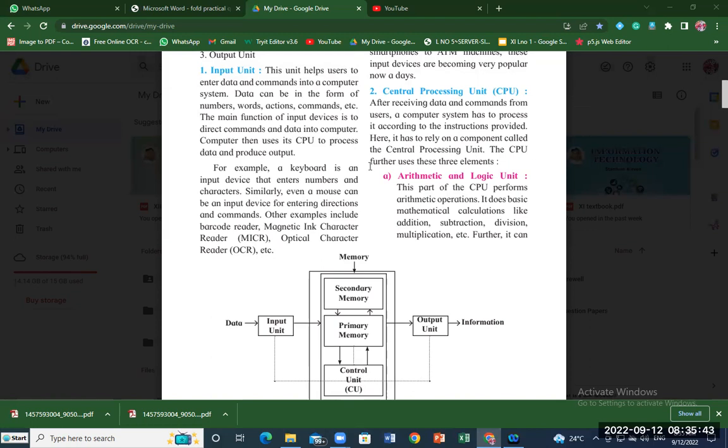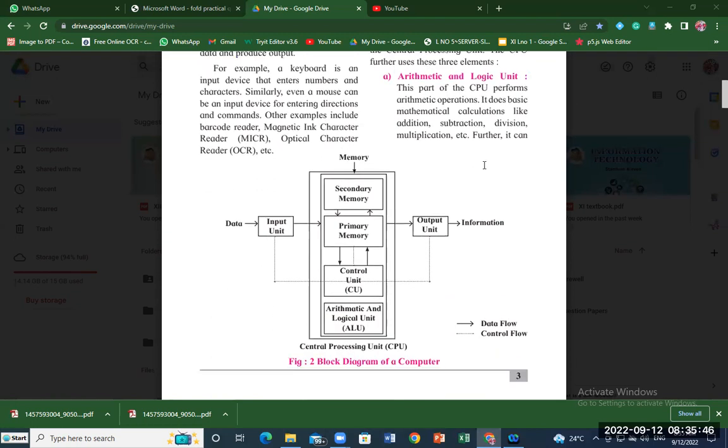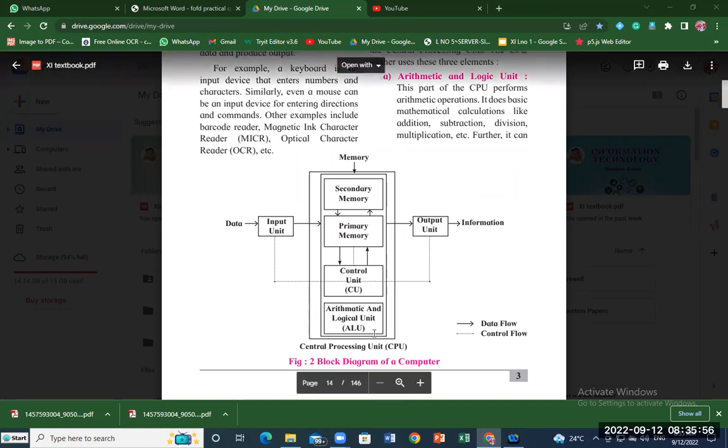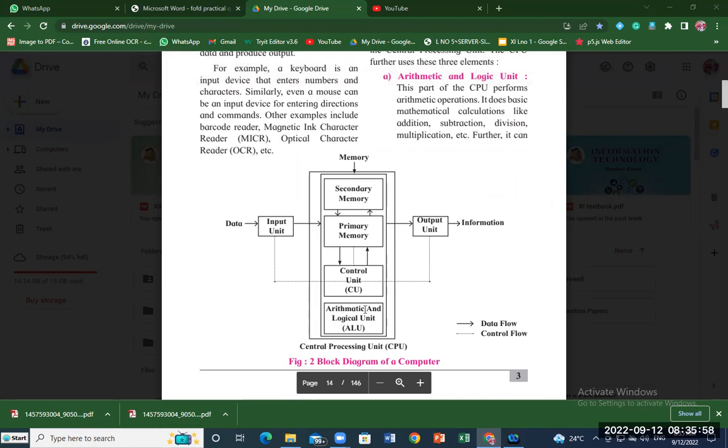The CPU further uses three important elements. This is just the block diagram of a CPU. Right here, I have an input device and I have an output device. The center part is your CPU. Now I have ALU, CU and memory.